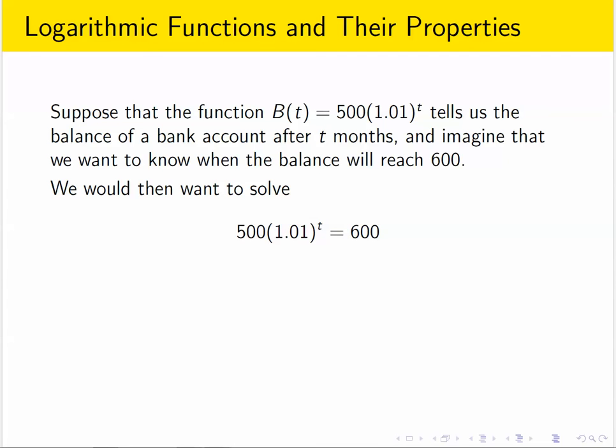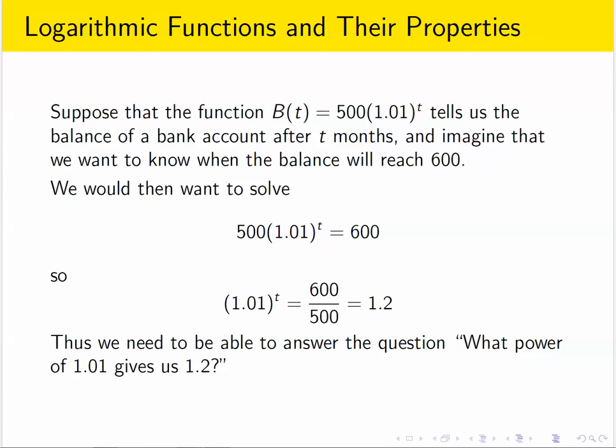Well, what we can do is take the formula for our balance and set it equal to 600, and then algebraically try to solve for the variable t. So the first thing you would do with this equation is divide both sides by 500, and you can simplify that some more. On the right side, 600 divided by 500 is just 1.2. And now you want to isolate t here, but basically what we're trying to answer is the following question. What power of 1.01 do we need in order to get 1.2?